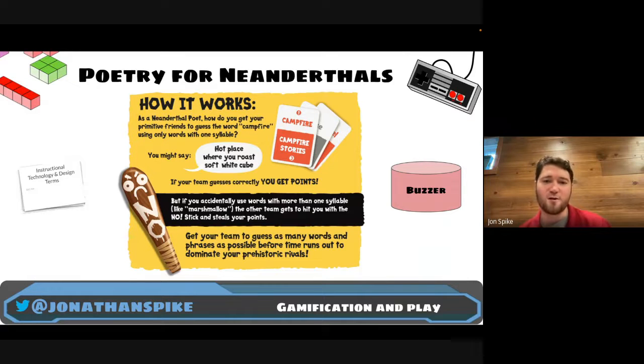If you were trying to get somebody to guess campfire, your clue might be hot place where you roast soft white cube. If you said hot place where you roast marshmallow, that would be illegal. Marshmallow is multiple syllables. So you basically talk like a caveman to try to get people to guess words. Very funny, very creative clue giving.